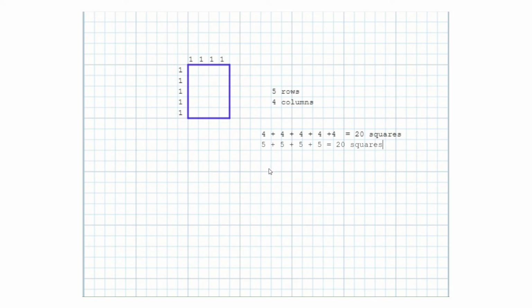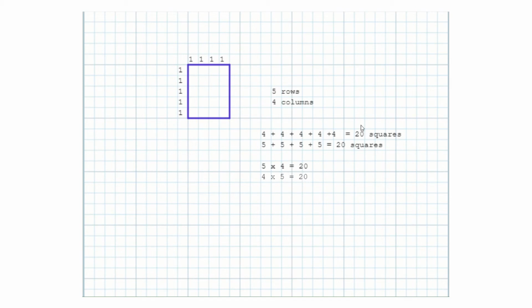Now, you might be thinking, okay, I remember how to do this. Where does the multiplication part come in? Well, how many times did we add 4 to make 20, or to count up the squares in this rectangle? We added 4 5 times. So 5 times 4 equals 20. How many times did we have to add 5 to make 20? Well, 4. We added 5 4 times to make 20.